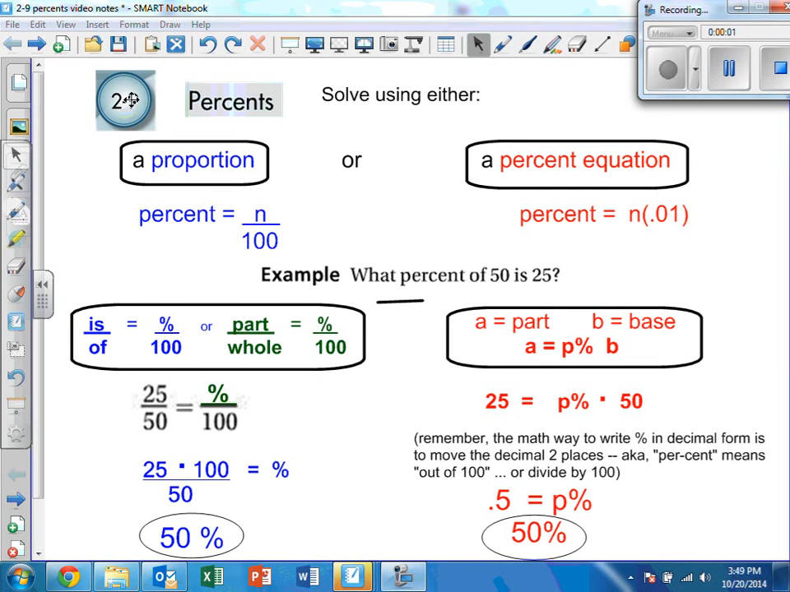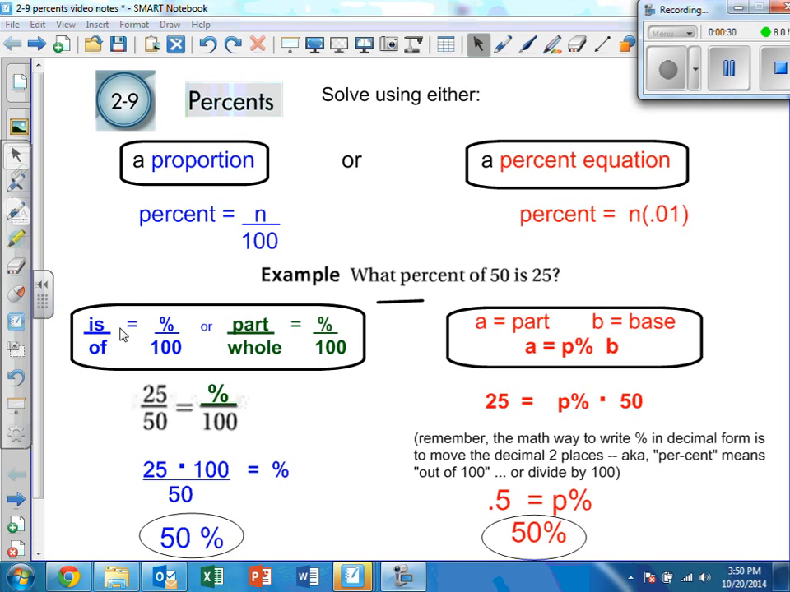Hi, Algebra 1, 2-9 percents. We'll be solving percent problems using either the proportion or a percent equation. The proportion is going to be is over of equals percent over 100, or you could think of it as the part over the whole amount equals percent over 100. In either case, the percent is always on top of the 100, 100 is always on the bottom, and the other parts are on the other side of an equal sign.